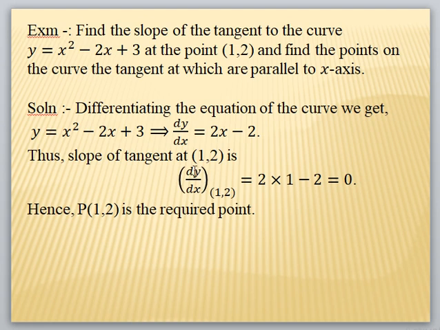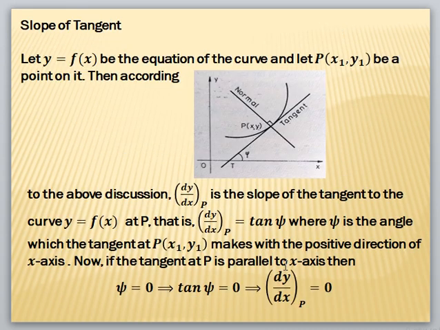Now if you find the value of dy/dx at the point (1, 2), just by putting (1, 2) in this expression, we get that the value of the derivative dy/dx at the point (1, 2) is 0. That means the tangent at this point (1, 2) is parallel to the x-axis, because we have just seen that if dy/dx at the point P is 0, that means psi is 0 and the tangent is parallel to the x-axis.